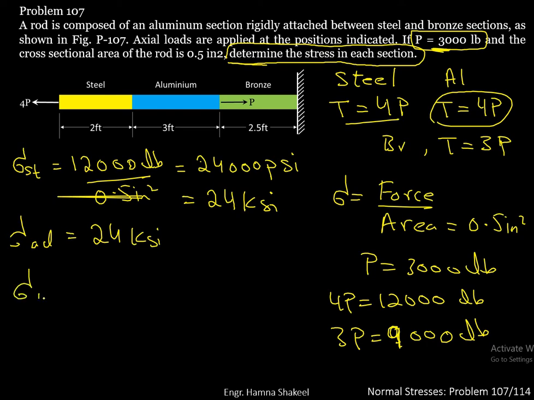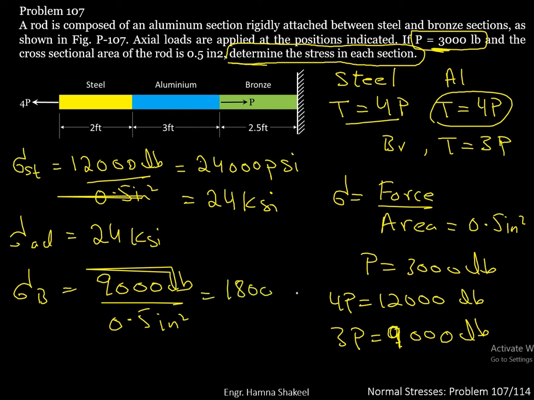For bronze, the force is 9,000 pound and the area is the same as for the other two sections, which is 0.5 inch square. So you have got a stress of 18,000 psi, which is equal to 18 ksi. So these are the stresses in each of the sections of this composite rod.